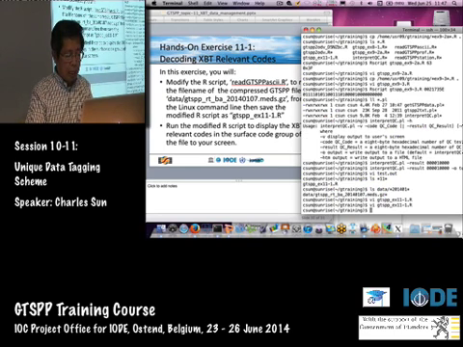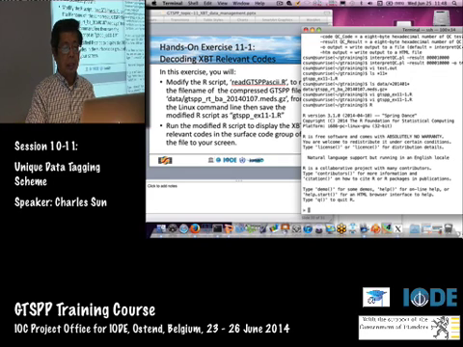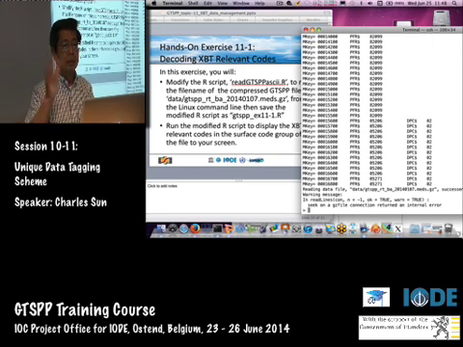So I have to go to the R environment by typing R on the command line. In this case, good. You can try on your PC. You open up R, click on the icon, and bring out the R window. Then you just type source and the program name, which is GTSPP EX11-1.R, in single quotes.